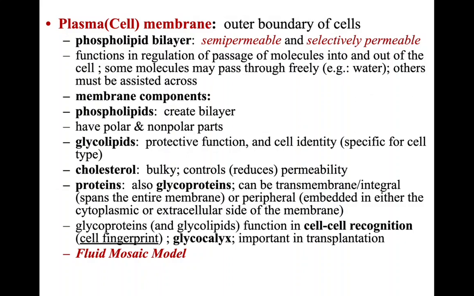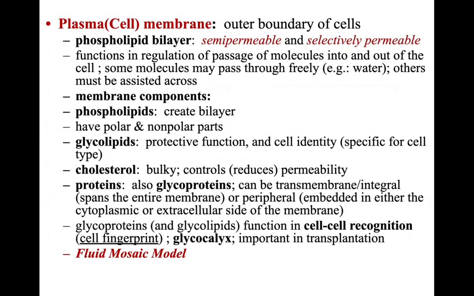So some molecules will pass through freely, others are going to require some assistance to get across. So the phospholipids are going to create the bilayer. It's going to have a polar and nonpolar end. You'll have glycolipids that can have protective functions and help to identify cells. So different cell types will have different glycolipids on there. The cholesterol is bulky. It's going to help to reduce the permeability. It's also going to play an important role acting as a buffer to keep the cell from being too soft and too liquid, or having the membrane get too hard and not be fluid at all.